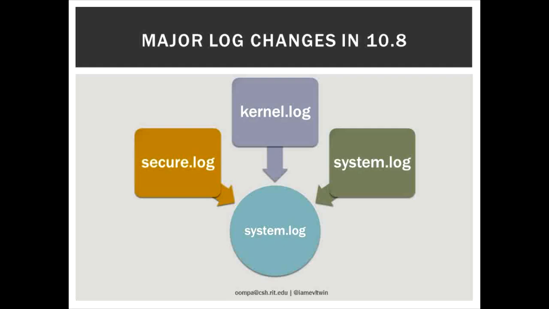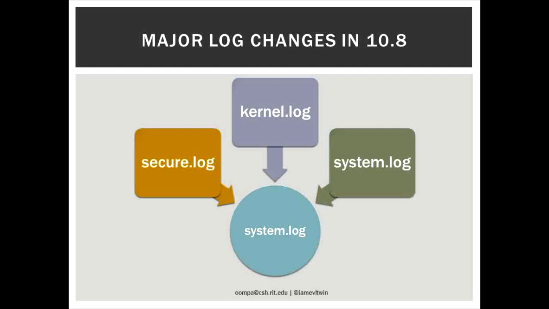So in 10.8, Apple made a major log change. Not quite sure how I feel about this yet, but before, in 10.7 and below, there used to be the secure.log, kernel.log, and system.log, each having their own types of messages. Now everything has been logged to just system.log, which I guess would make our lives a little bit simpler, but I think it'll be archived and overwritten more often. But I still have yet to do research on how well that will work out for us.